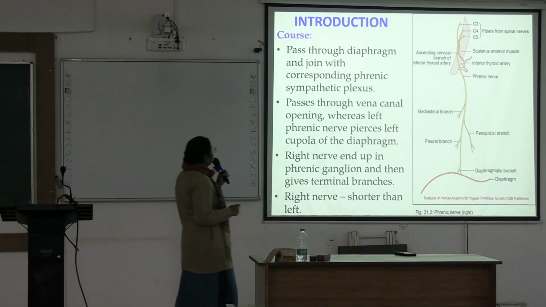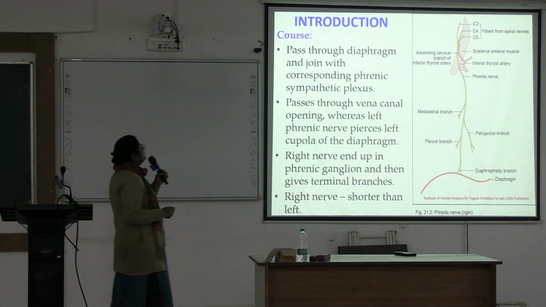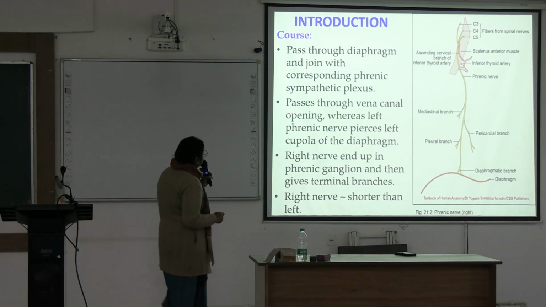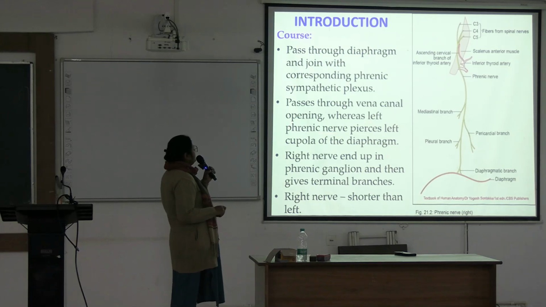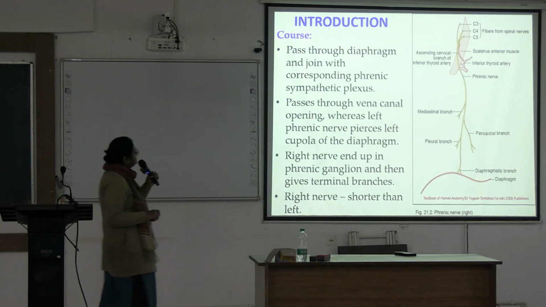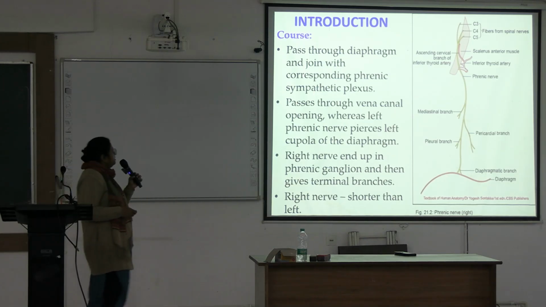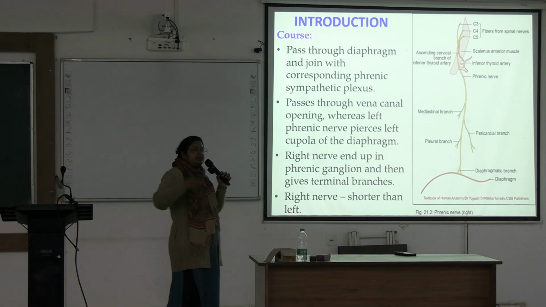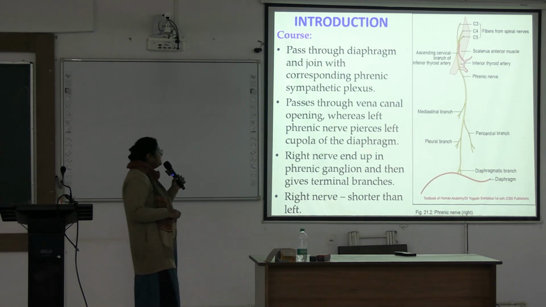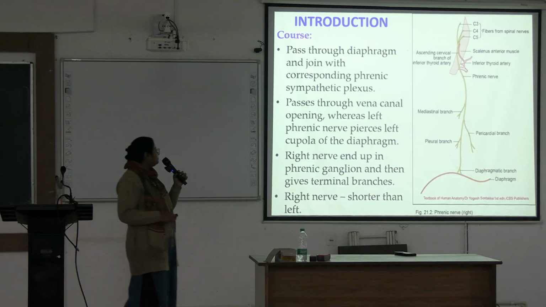Next, it passes through the diaphragm joined with the corresponding phrenic sympathetic plexus and passes through the vena cava opening, whereas left phrenic nerve pierces the left cupola of the diaphragm. Okay, so right phrenic nerve passes through the vena cava opening. Vena cava opening is on the right side, and left phrenic nerve pierces the left dome of the diaphragm.